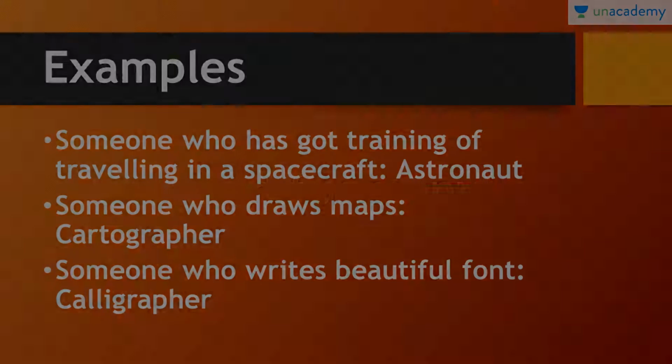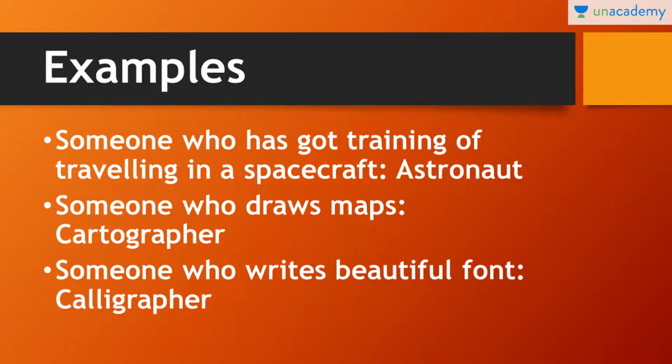Now let us start. First is someone who has got training of traveling in a spacecraft. So a spacecraft is a device through which a human being can travel in universe, or in space. So someone who has got the training of traveling in that spacecraft, which is a device, is known as astronaut.